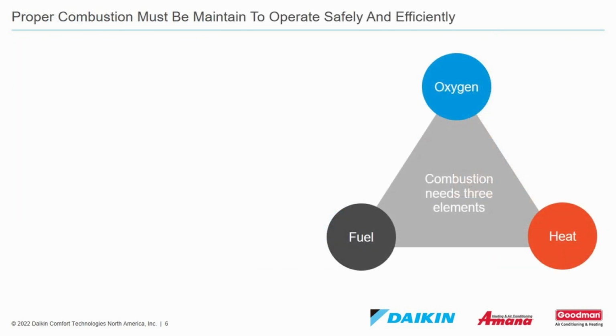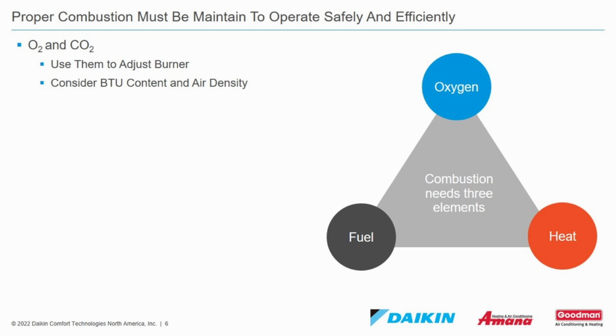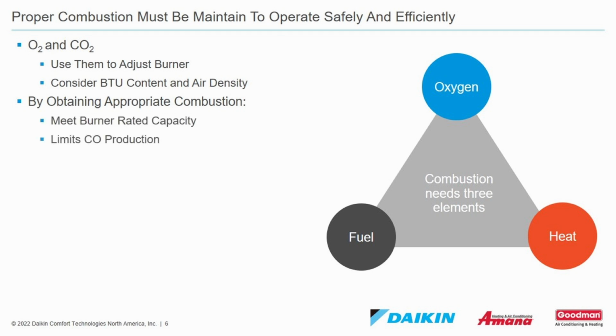Proper combustion must be maintained to operate safely and efficiently. Oxygen and carbon dioxide: use them to adjust the burners. Consider BTU content and air density. By obtaining appropriate combustion, you'll meet the burner rated capacity. It limits carbon monoxide production, provides a steady flame, and minimizes nuisance shutdowns.